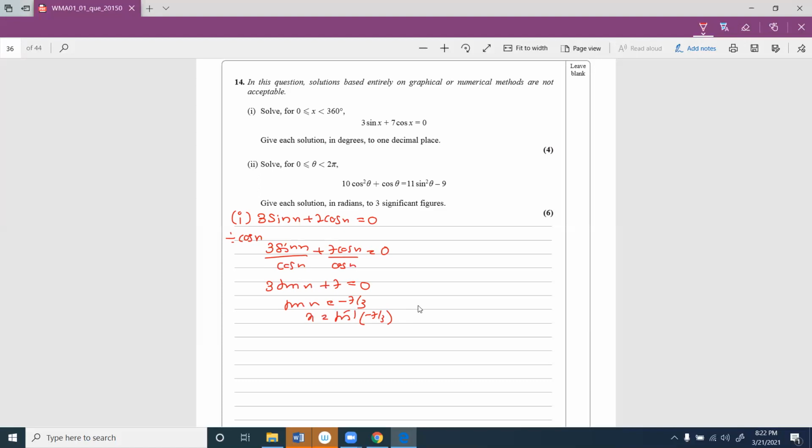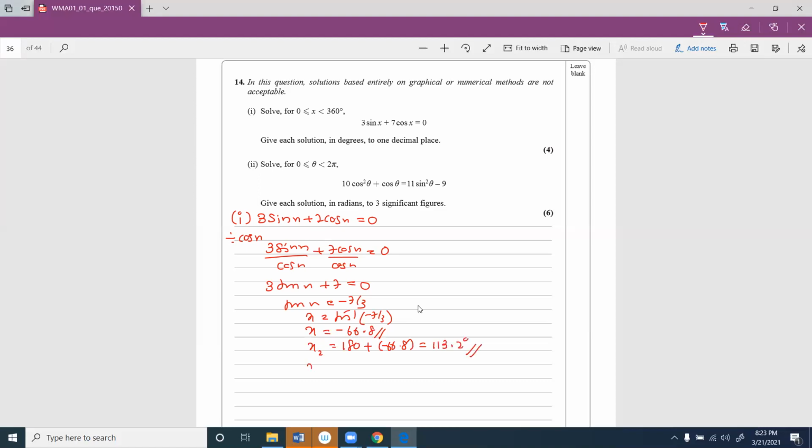Initially make sure the calculator is in proper format, degree format, because the final angle is given in degrees. So tan inverse of minus 7 over 3. The first angle is minus 66.8. It doesn't matter, it's not in the range. You just start with the question. Then the second angle you can find by, for tan, 180 plus the first angle, minus 66.8. So the second value is 180 plus the answer, 113.2.